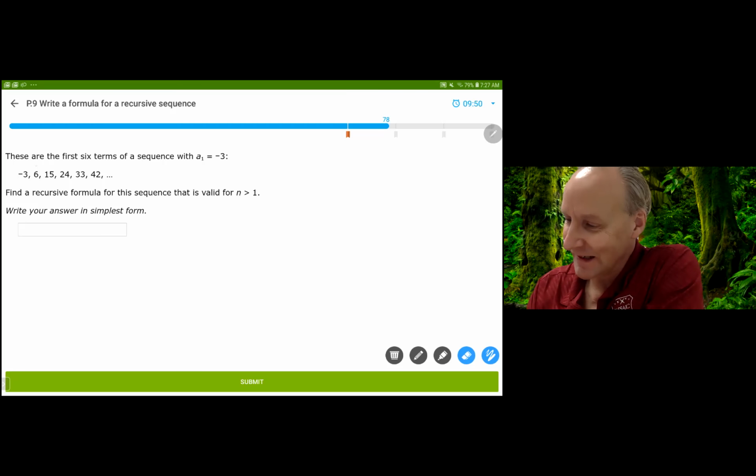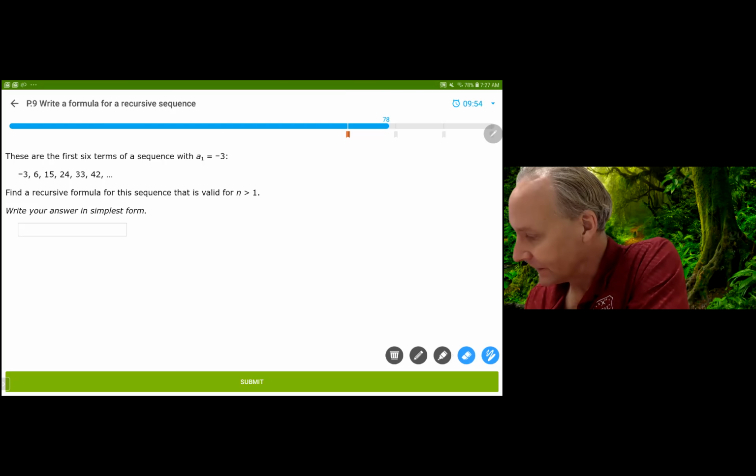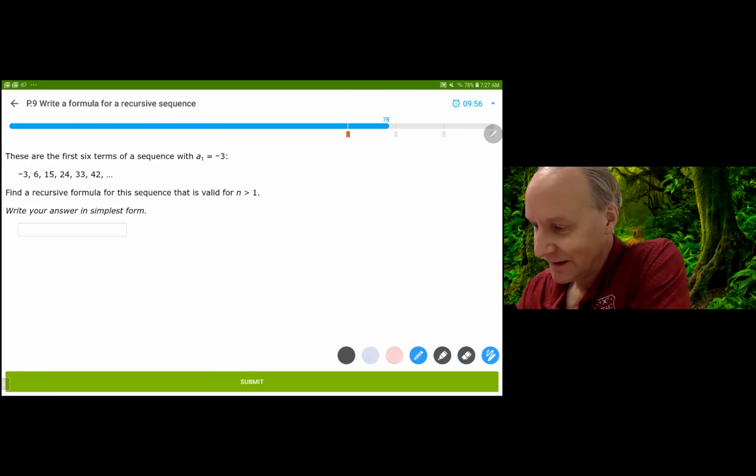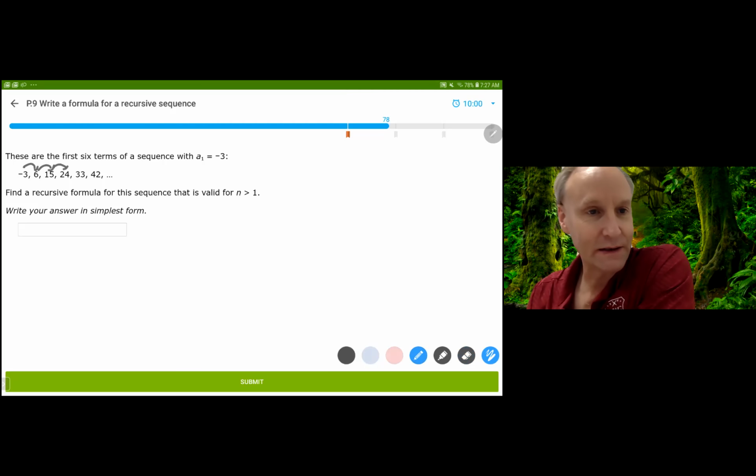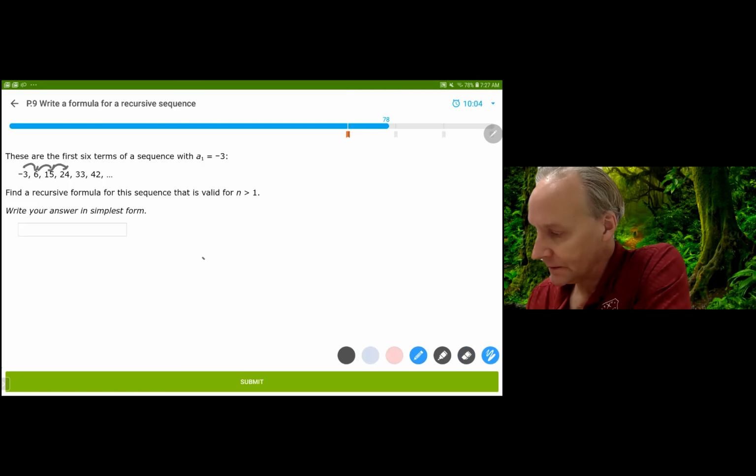I just couldn't see it. I was into the multiplying. We're adding 9 every time. There it is. Duh. Plus 9, plus 9, plus 9. We're adding 9 every time. So we take a to the n is equal to a to the n minus 1 plus 9, isn't it?